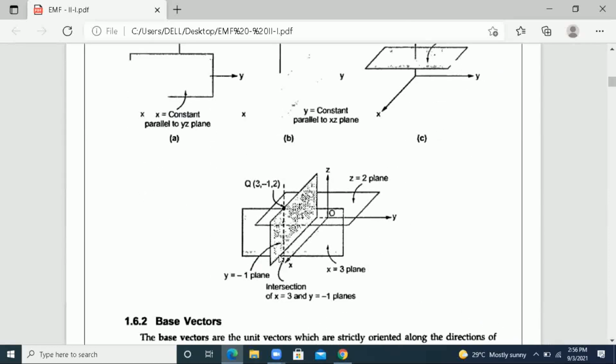Here it is. 3 planes. So for the intersection, you have this plane, you have this plane, and you have this plane. Here's their intersection.